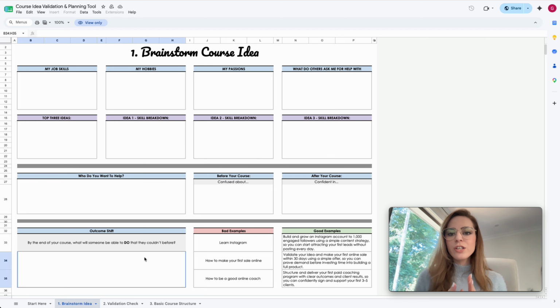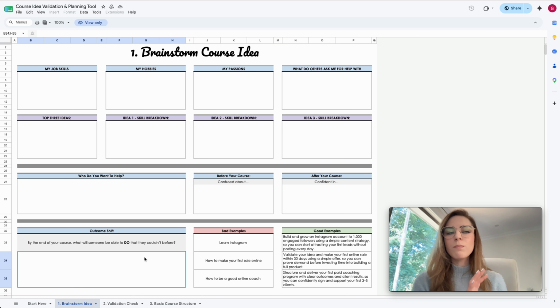What is someone actually going to achieve by the end of completing your course? It's okay to take time reviewing this sentence and starting with something very simple, and then you can come back and always refine it later. Remember, this is still just a draft, but you need to have this sentence officially developed before you start moving on to the next steps.